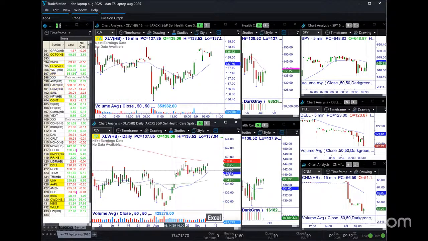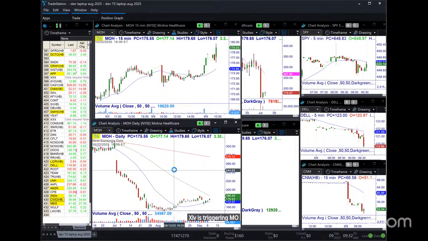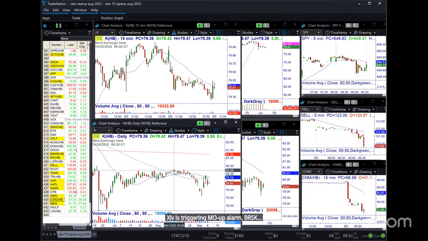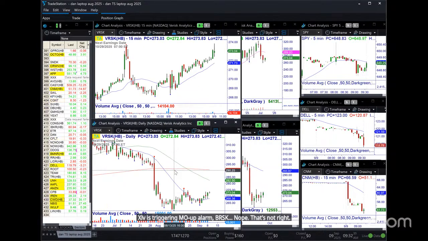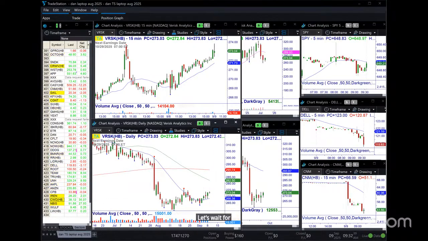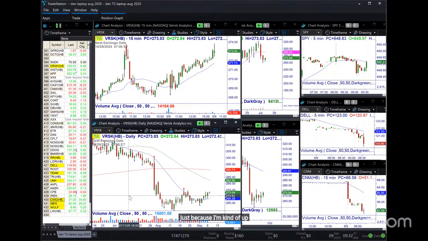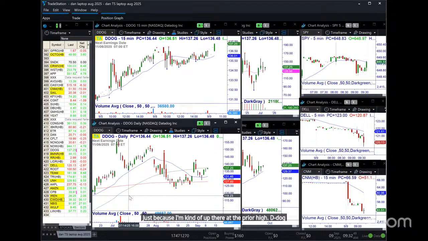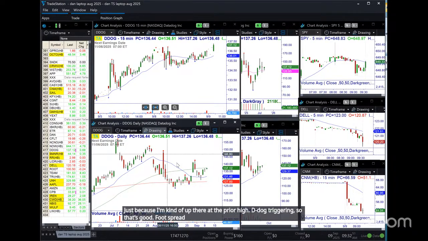XLV is triggering a Mo up alarm, BRSK. Nope, it's not right. All right, looks like VRSK. Let's wait for 5-minute high on VRSK, just because it's kind of up there at that prior high. D-Dog triggering, so that's good. Put spread and possible day trade.